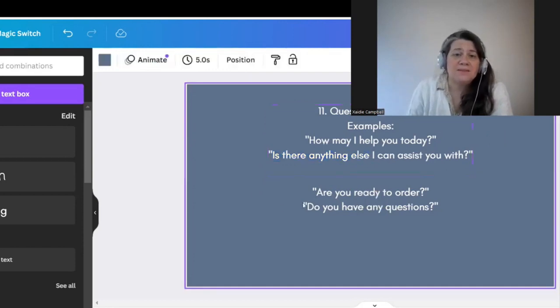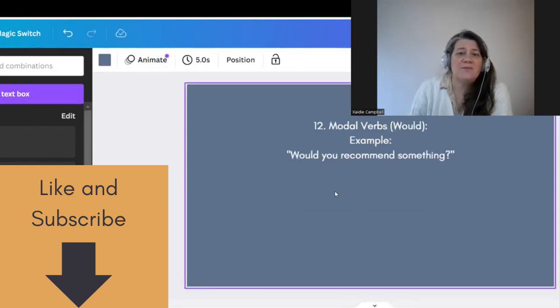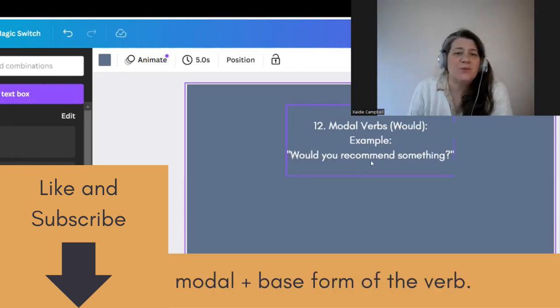Okay. Are you ready to order? Are you, same as is there. Are you ready to order? The be verb, that's the only verb you need. And do you have any questions? You have questions. Do you have any questions? Present simple without the be verb, use the do for your auxiliary verb. And we have one more modal example. Would you recommend something? Would plus the base verb.